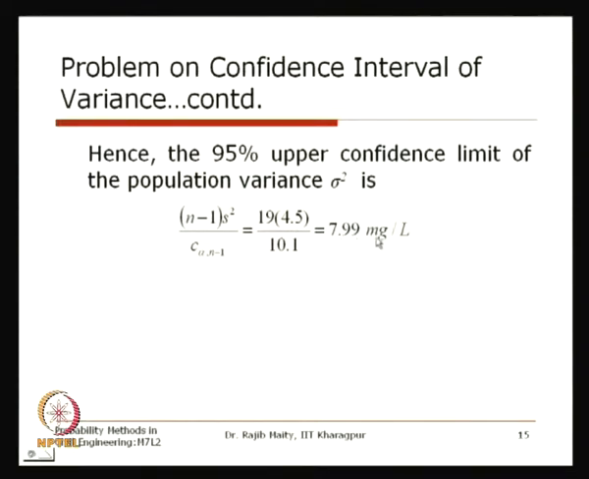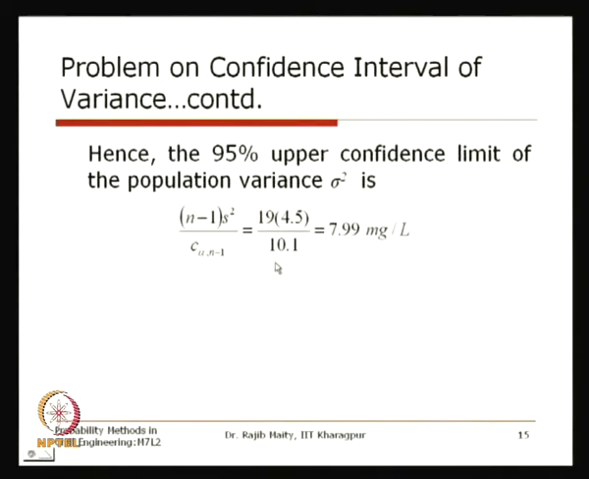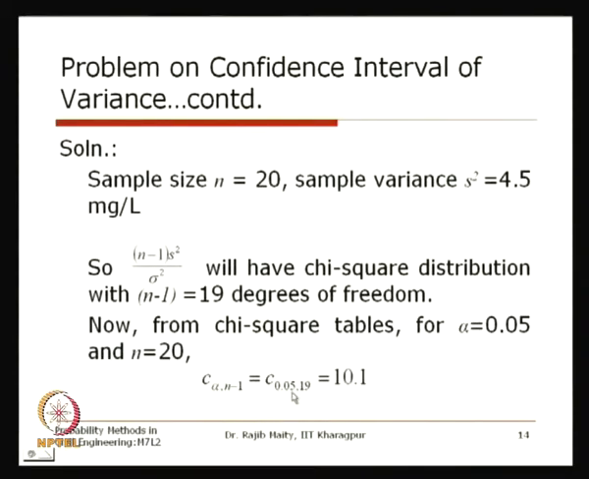So, 7.99 milligram per liter is the 95% upper confidence limit of this population variance. So, if we are now interested in the lower confidence limit for this 95% confidence level, then this value will change, and you have to find the chi-square value for the same degrees of freedom at the cumulative probability equal to 0.95, and this will obviously be higher than this 10.1. So, that lower limit will be lower than the value we have seen from this sample estimate, and this chi-square value will be higher than whatever we have seen for the 0.05 cumulative probability level.